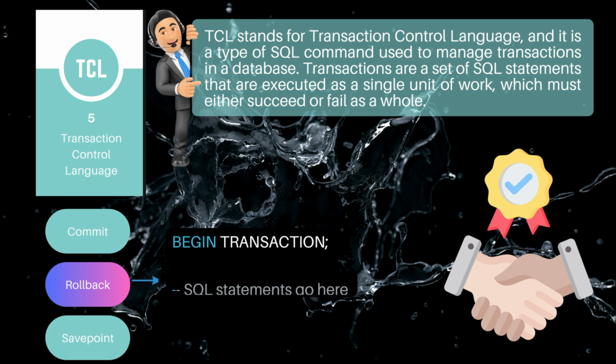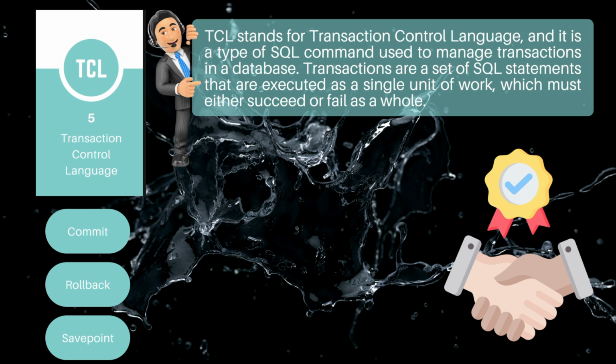And the next command is rollback. This rollback command is used to undo any changes made in the transaction and return the database to its previous state. It is typically used when an error occurs during a transaction or when the transaction needs to be cancelled. For example, this set of SQL statements begins a transaction, executes one or more SQL statements, and then rolls back the transaction, undoing any changes made in the process.